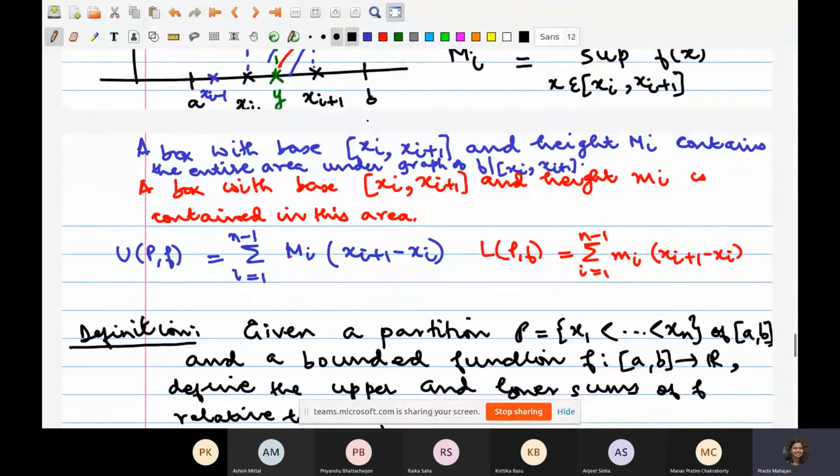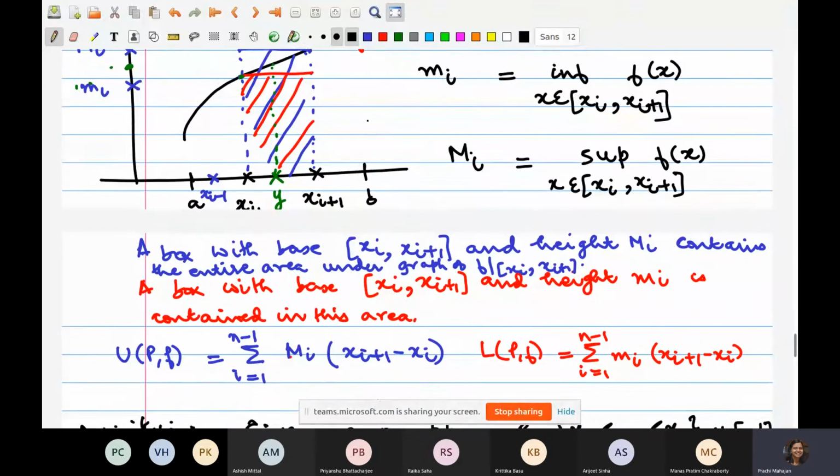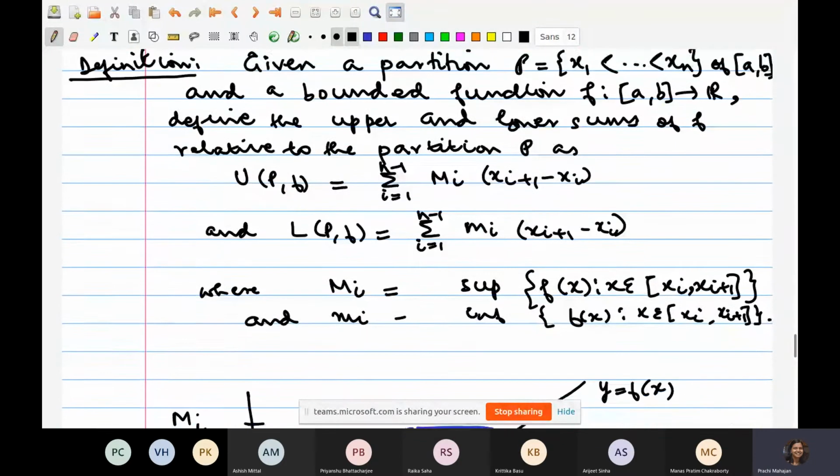So basically in this picture here, it is the area of a box with the base the ith subinterval [x_i, x_{i+1}] and height capital Mi. So we talked about it last time. We are trying to approximate the entire area below the graph of f in the interval [a,b], and in order to do that, we are considering partitions of the interval [a,b] and approximating it from below and above by the L(P,f) and the U(P,f), which is the lower sum and the upper sum, right?